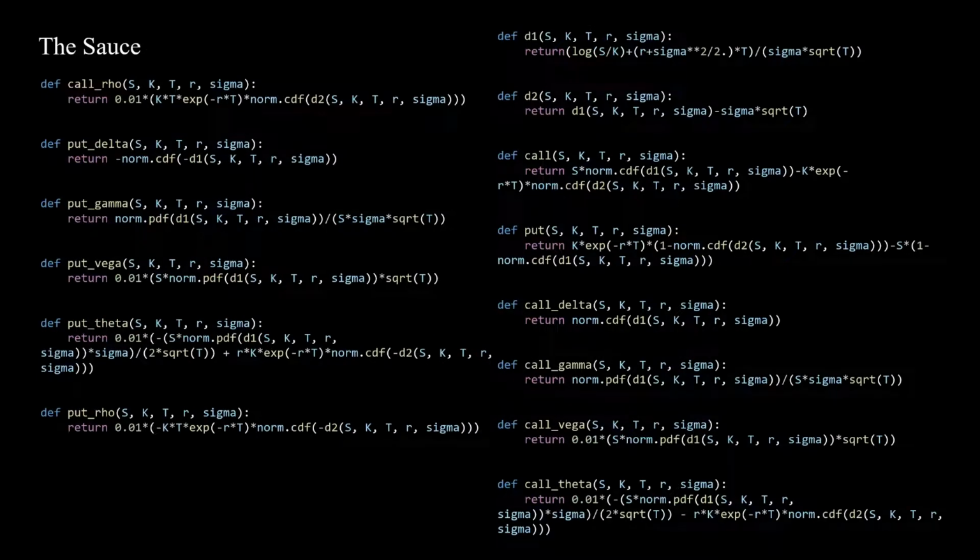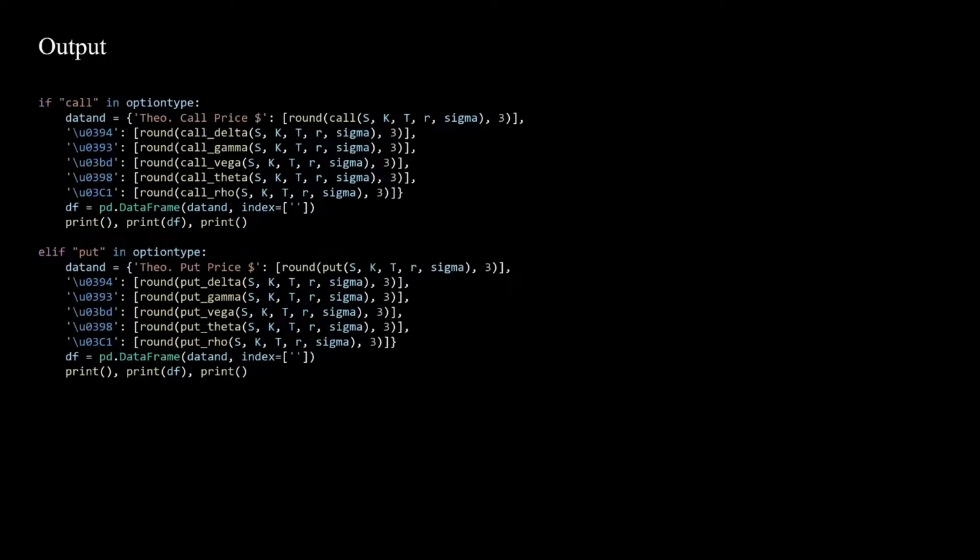My sauce is based on all the formulas that we've seen previously for Greeks and also for the Black and Scholes model for pricing options. And output, well, it's simple. We get a simple basic table that tells us everything we need to know to make a trading decision.